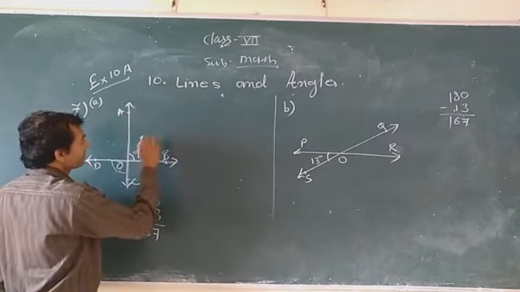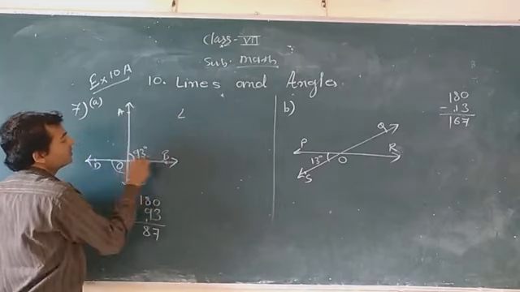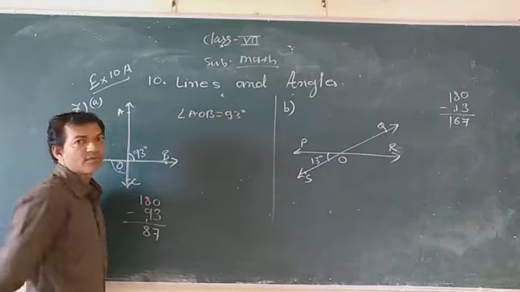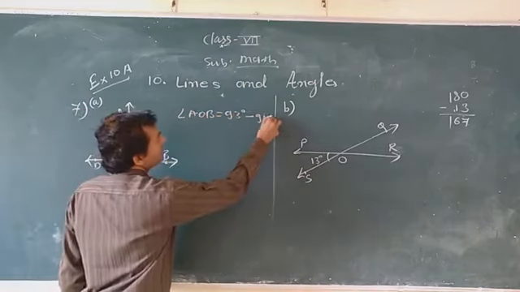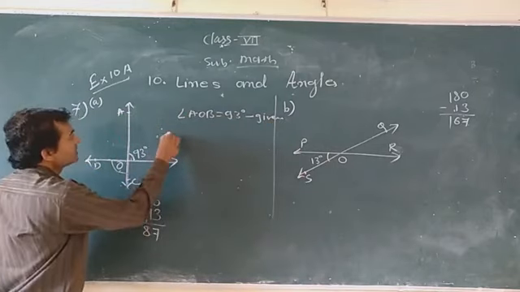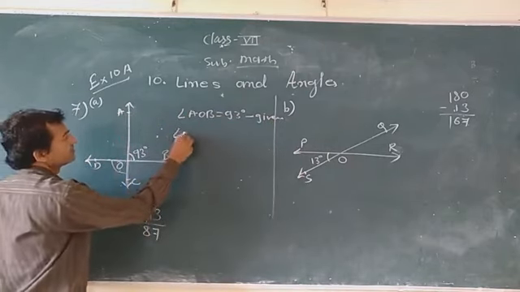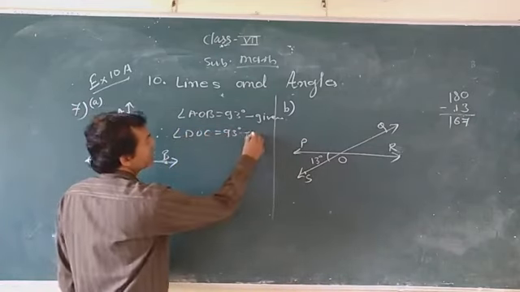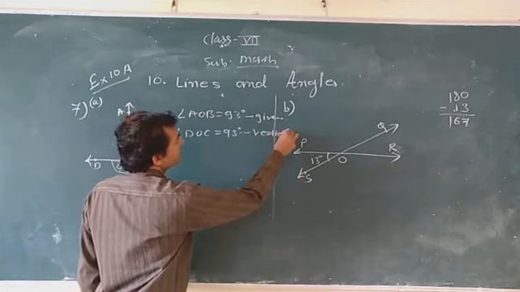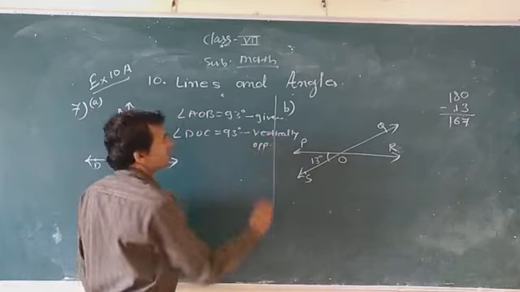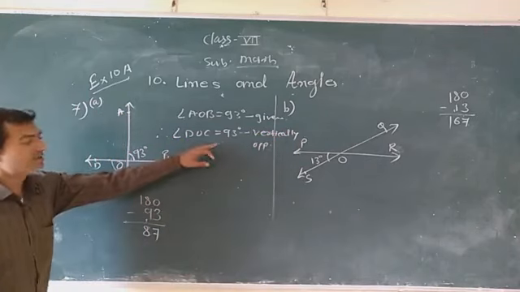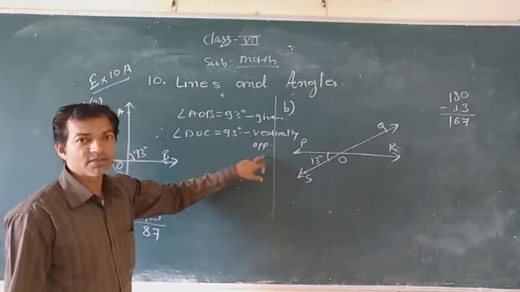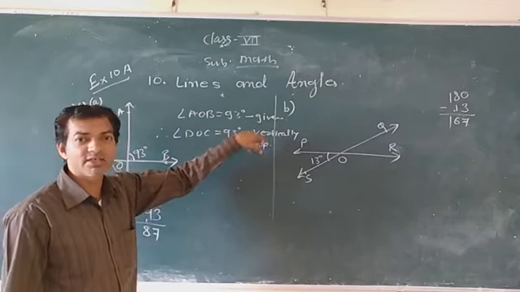So you can write here angle AOB is equal to 93 degree. It is given. So therefore angle DOC is equal to 93 degree, because you have to write the reason: vertically opposite angle. When you write the measurement of any angle, you have to write the reason. So the reason is a must. You get marks for this, so writing it is necessary. Okay.